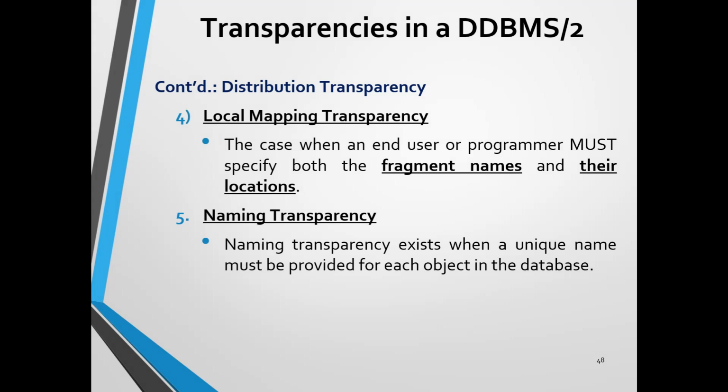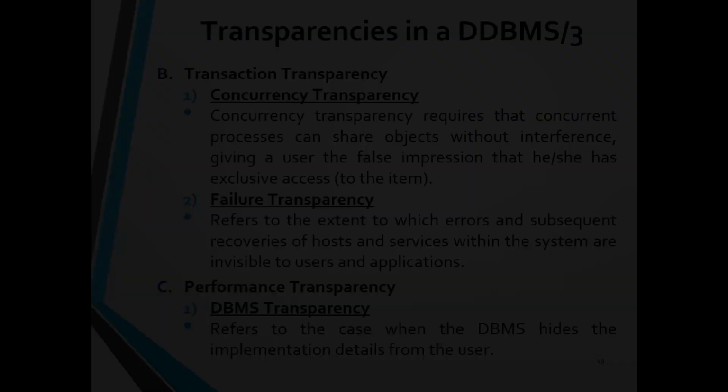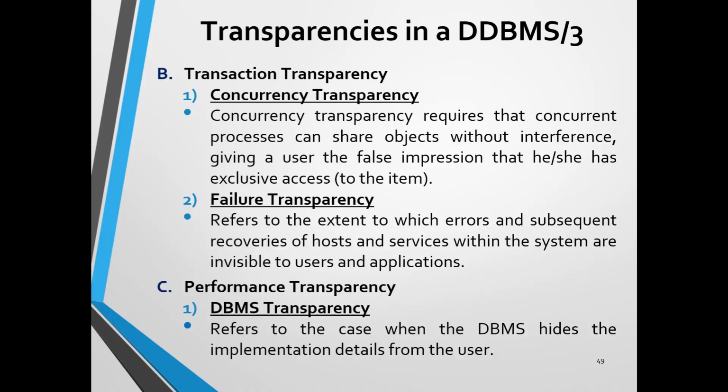Local mapping transparency, the case when an end user or programmer must specify both the fragment names and their location. Naming transparency exists when a unique name must be provided for each object in the database. Then we have transparencies, part B, transaction transparencies.